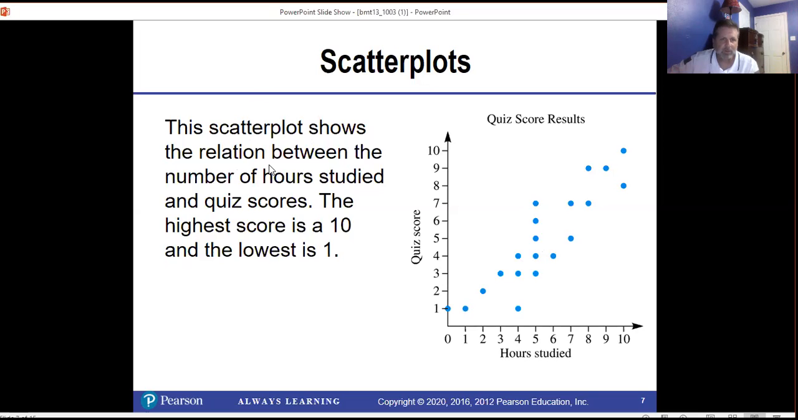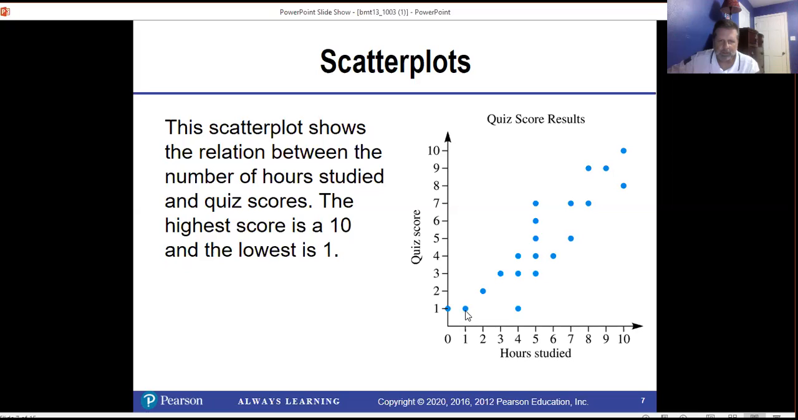This scatter plot shows the relationship between the number of hours studied and the quiz score. The highest score is a 10 and the lowest score is a 1. So these are just everybody's score. Now, what do you notice? Notice a lot of people that studied 5 hours had different scores, right down the middle.